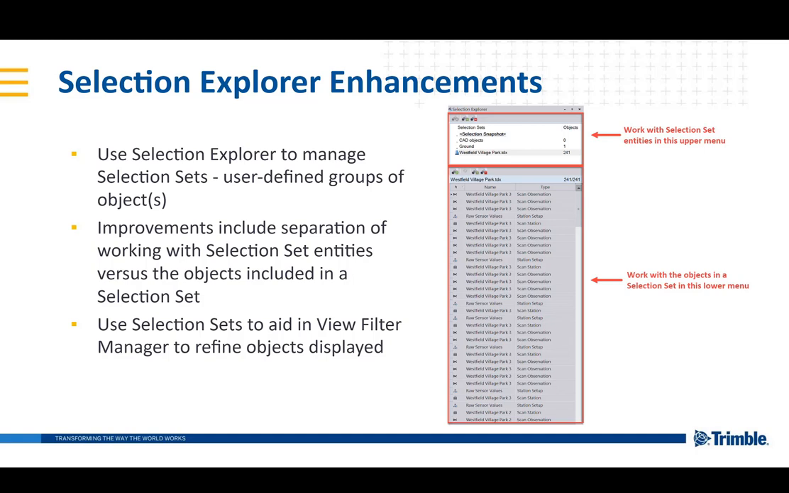So we've separated working with the selection sets. They're in the top, that top red box. You can see there's CAD objects, ground, and the Westfield Village Park selection set. So there's 3 selection sets in this project, and there's 241 objects in the Westfield Village Park. And those 241 objects are listed in the lower box, and work and modifications and additions and subtractions can be done from that box.